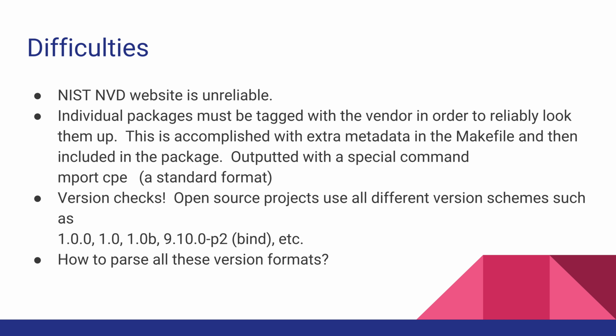The single biggest problem I had though was the version checks. Every package has a different naming convention. So, one open source project might go with 1.0.0, another one might be 1.0, another one might be 1.0b, where you have a letter in there. Bind, for example, uses 9.10.0 P2, so patch level 2. So there's all sorts of crazy variations.